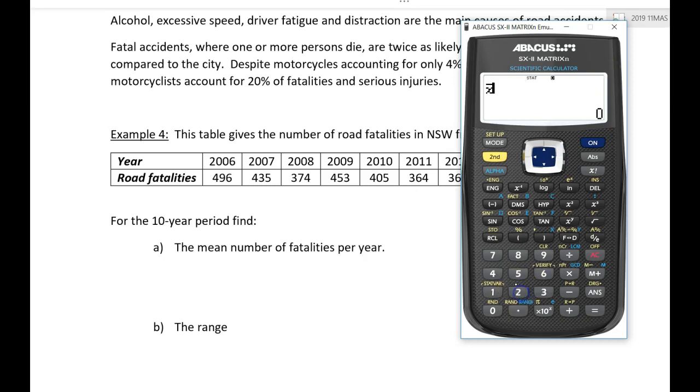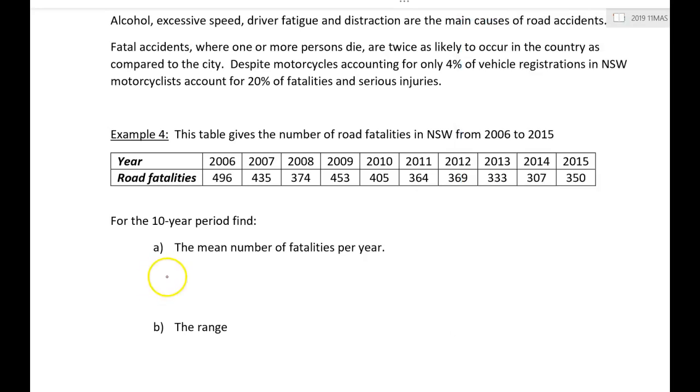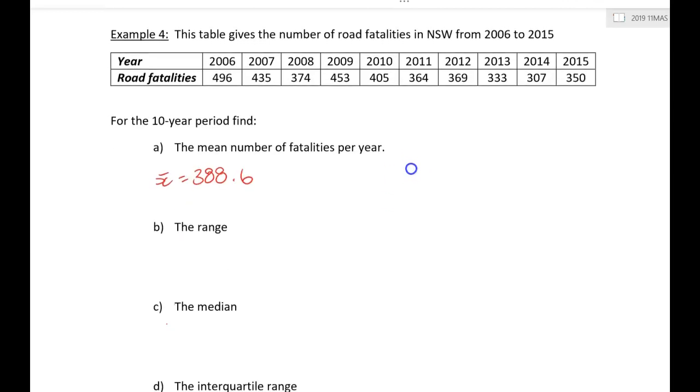So if I press option 2 and then equals, 388.6 sounds like a sensible answer. So my mean equals 388.6. Now the range is the difference between the highest and the lowest score. My highest score, I'm pretty sure, is here, 496. My lowest is probably here, 307. I think that's right.